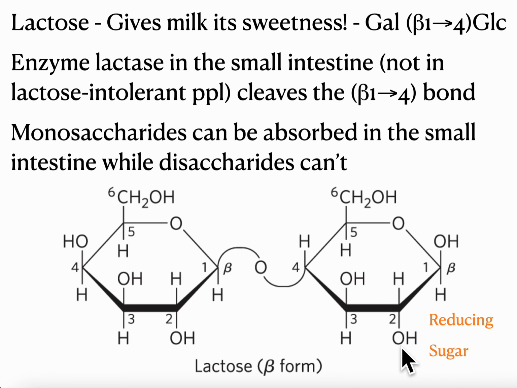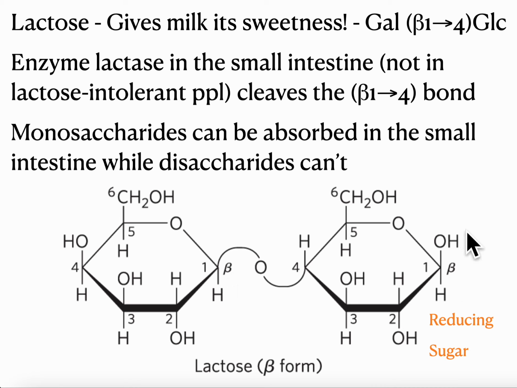So let's look at some examples of disaccharides. The first example will be lactose, which gives milk its sweetness, and it's formed from a galactose and a glucose, and so the lactose in its beta form will have the galactose in its beta form.